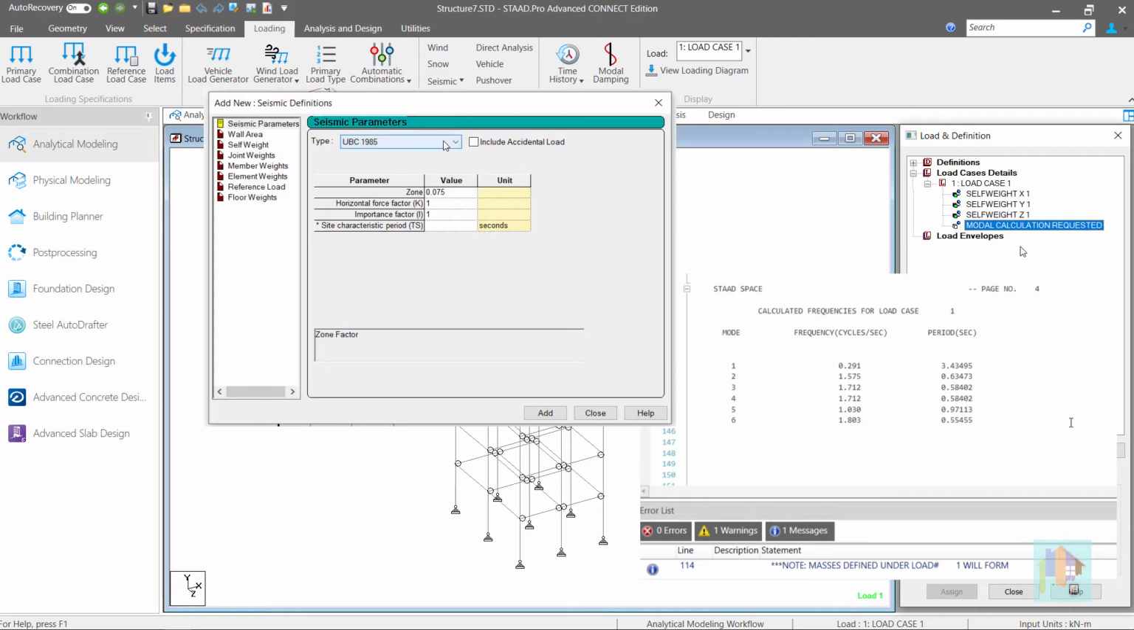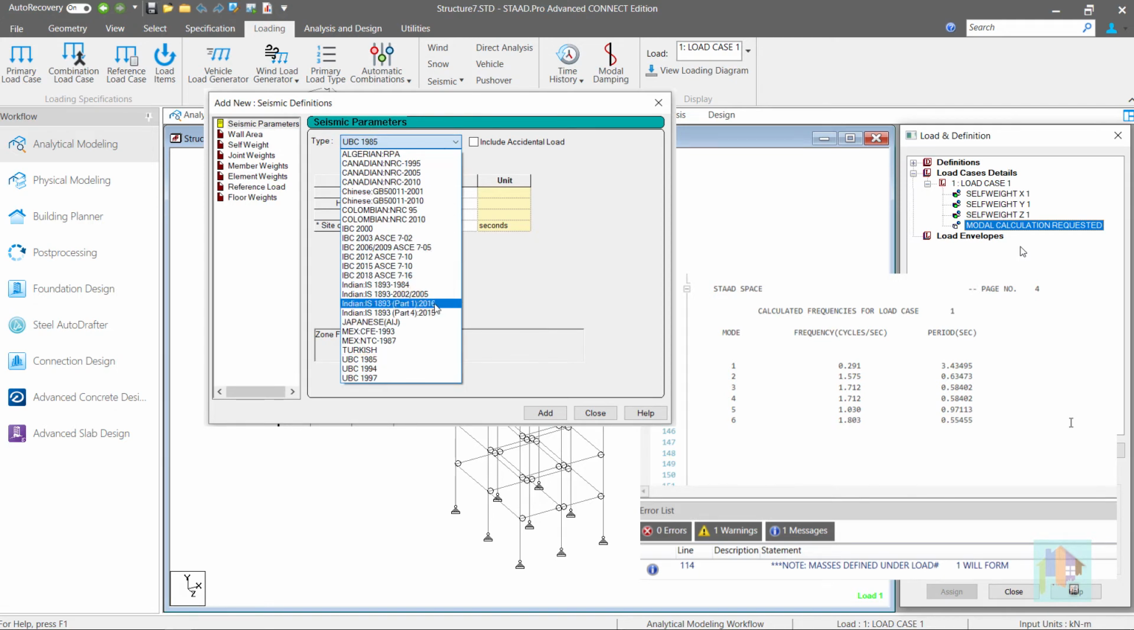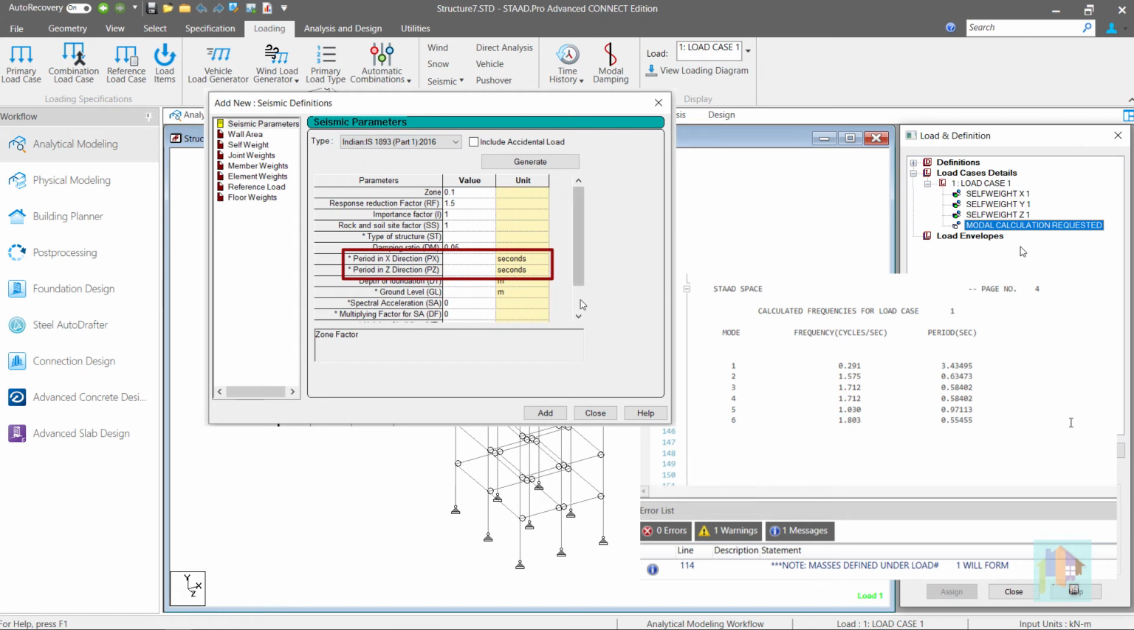We can further use this time period for static seismic analysis by specifying the px and pz parameter. You know about this, right? Let me know in the comments if you want to know more about static seismic analysis using more accurate time period.